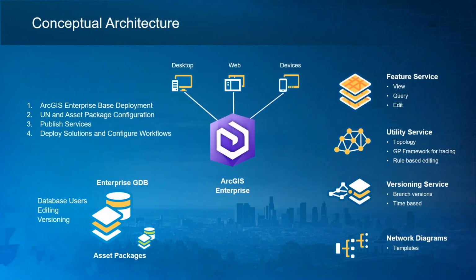Now let's take a look at conceptually what this looks like. For me, the utility network really boils down to four things. It's that ArcGIS Enterprise base deployment that I just talked about. And then it's the configuration of both the utility network itself and then the asset package, which is what makes the utility network behave like a real-world resource network, like a water distribution, a sewer collection, or a stormwater system. And so you'll spend some time configuring the asset package to your organization's specific needs. Once that's done, then you publish out the services that will ultimately be used through the web applications across your organization.